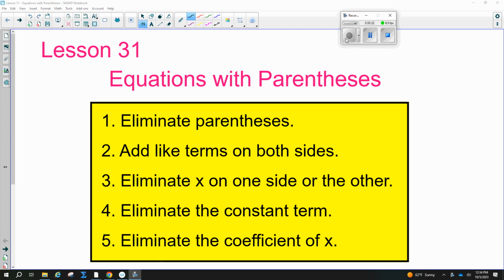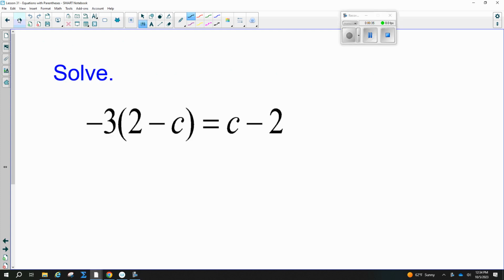Then you're going to eliminate x. I usually get rid of it on the right-hand side, and then I get rid of all the regular constant numbers on the left-hand side, and then we get rid of the number in front of x, like we always do. So here's one. Let's try it. Go ahead and write this down.